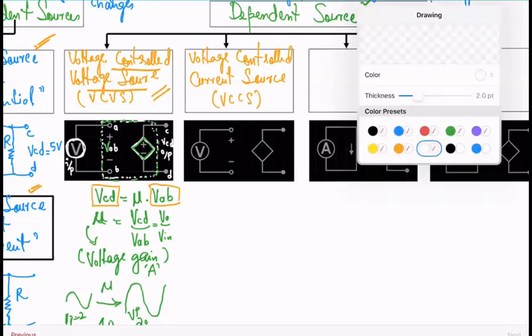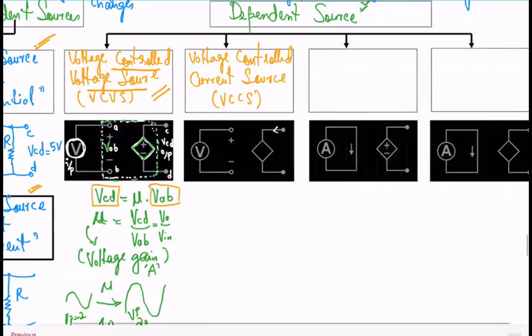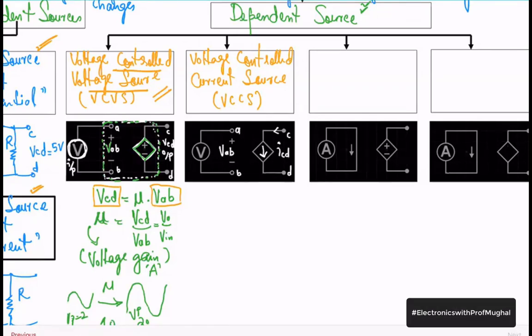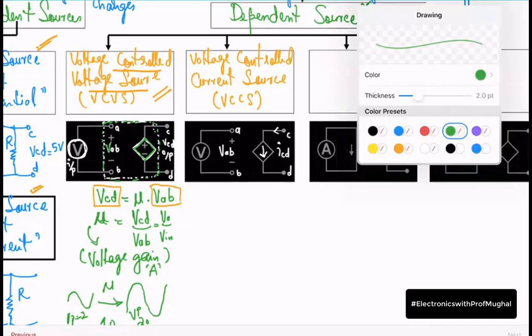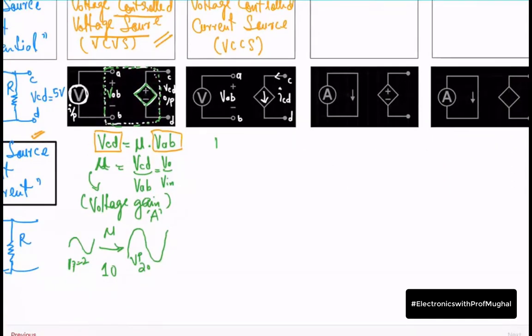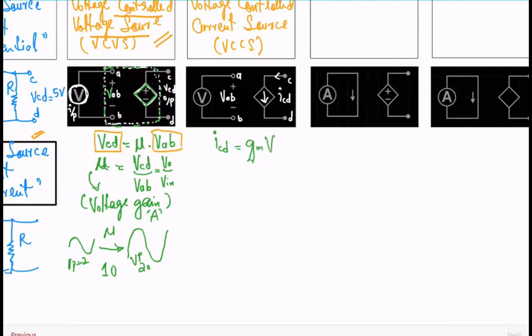And what's happening over here? You have this current flowing here. Okay, this is your dependent current source. Again, say this is A and B, so the voltage across this terminal would be VAB. This is C and D, so the current will be ICD. Okay, and if I put it down into an equation, your ICD, the current across these two terminals C and D, equals GM times VAB.